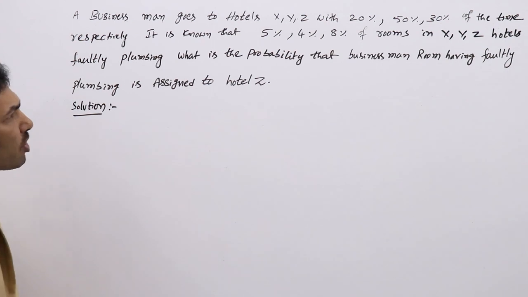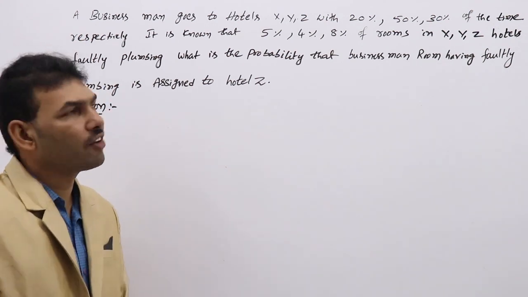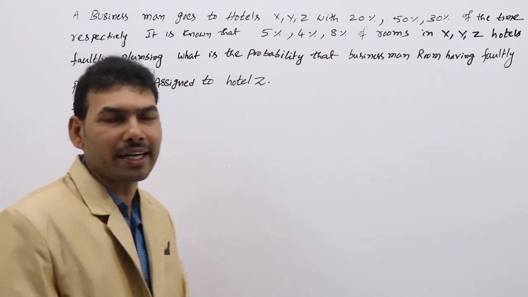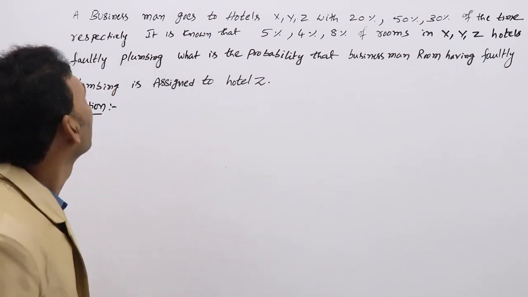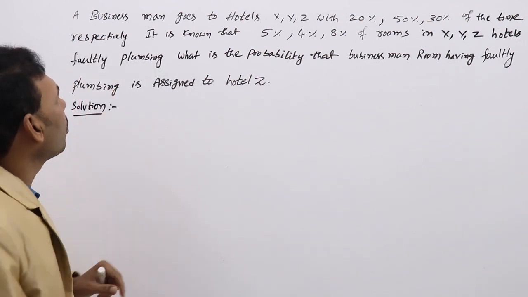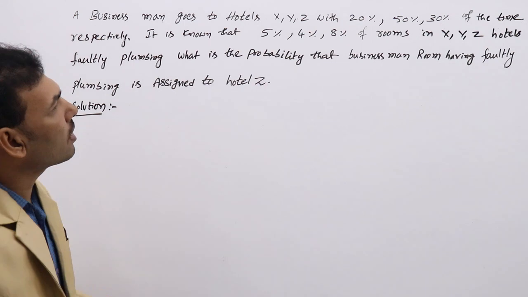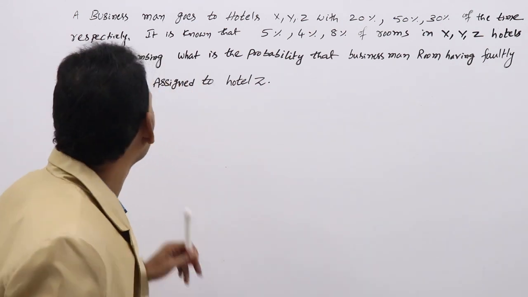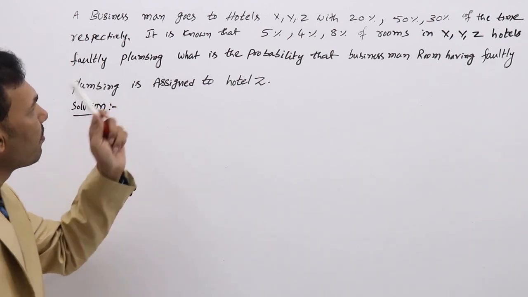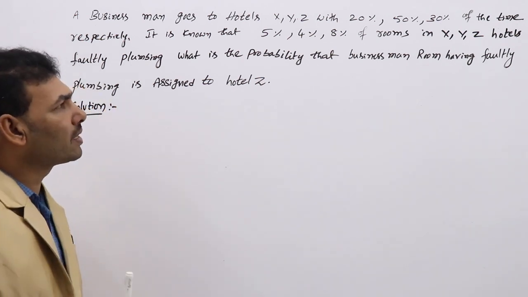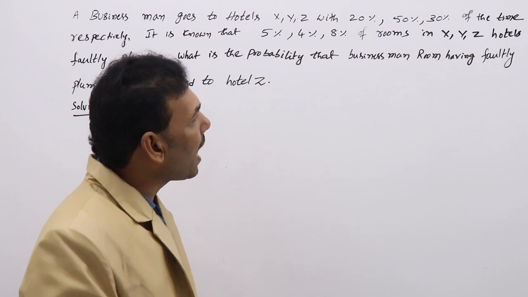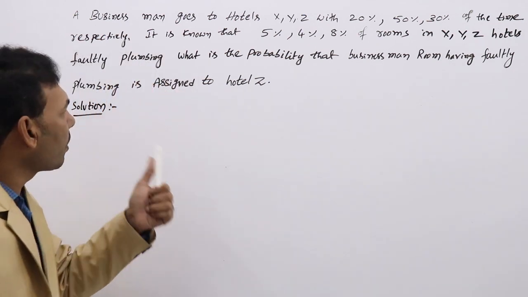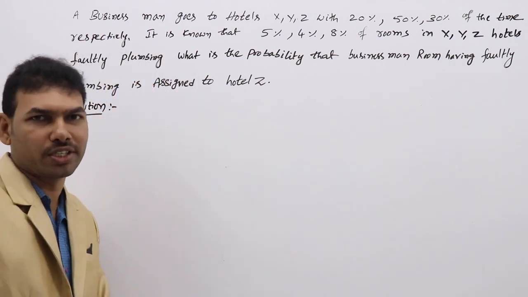A businessman goes to hotels X, Y, Z with 20%, 50%, 30% of the time respectively. It is known that 5%, 4%, 8% of rooms in X, Y, Z hotels are faultily plumbed. What is the probability that the businessman's room having faulty plumbing is assigned to Hotel Z?